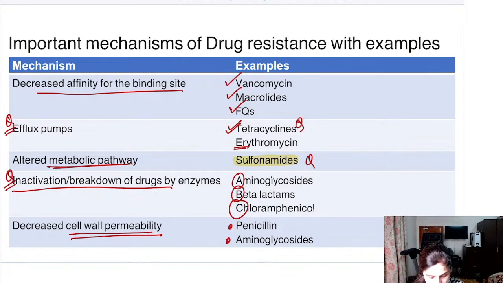Penicillins and aminoglycosides. For penicillin, the most common is inactivation by the enzymes, and the second is this one, decreased permeability. If they ask the most common for penicillin, it is inactivation by the enzymes. Similarly for aminoglycosides, the common one is breakdown by the enzyme, and the second is cell wall permeability. So you should know which is the most common and which is the least common. So these are the important drug resistance mechanisms with examples, right?